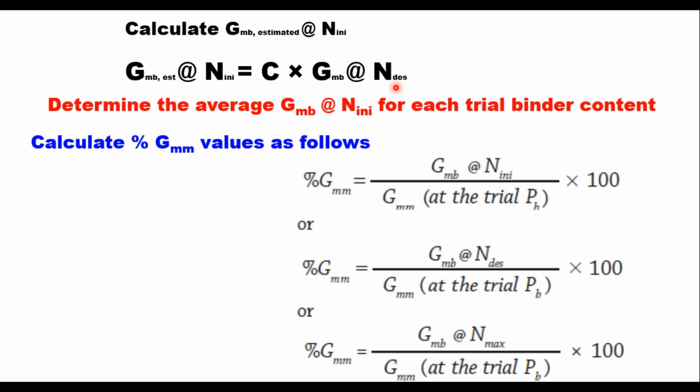And finally, you calculate the percentage of GMM value at different number of gyrations using these equations. Percentage of GMM at N initial is GMB at N initial divided by GMM at the trial binder content, or it is GMB at N design divided by GMM at trial binder content, or it can be at N maximum also.